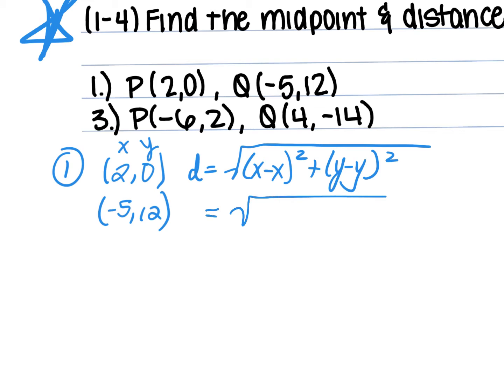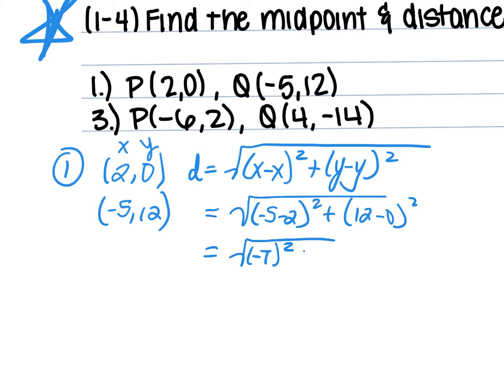So my 2 x's are 2 and negative 5. You can write 2 minus negative 5, or you can say negative 5 minus 2, however you would like to do it. I'm just going to say negative 5 minus 2 squared plus, and then I have 12 minus 0 squared. Questions? All right, now we're just going to simplify. Negative 5 minus 2 gives me negative 7 squared plus 12 minus 0 is 12 squared.